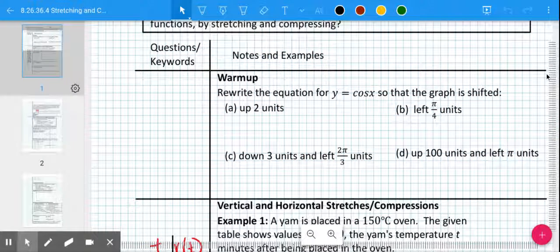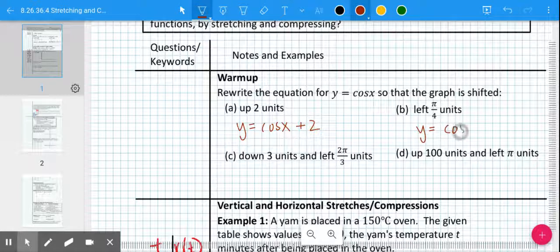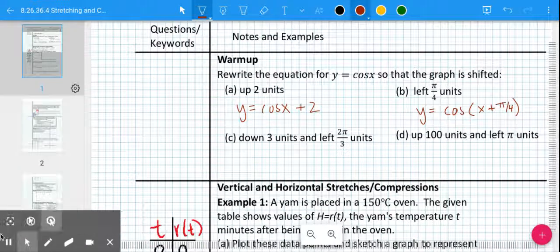So we're going to take the function cos x and we're going to shift it up 2, which just means that we add 2 at the end of the function. Or we're going to shift it left pi over 4, which means we're going to put an x plus pi over 4 all in the parentheses. So how you type this into a calculator is really quite different because of the parentheses usage. Go ahead and choose the option for C.